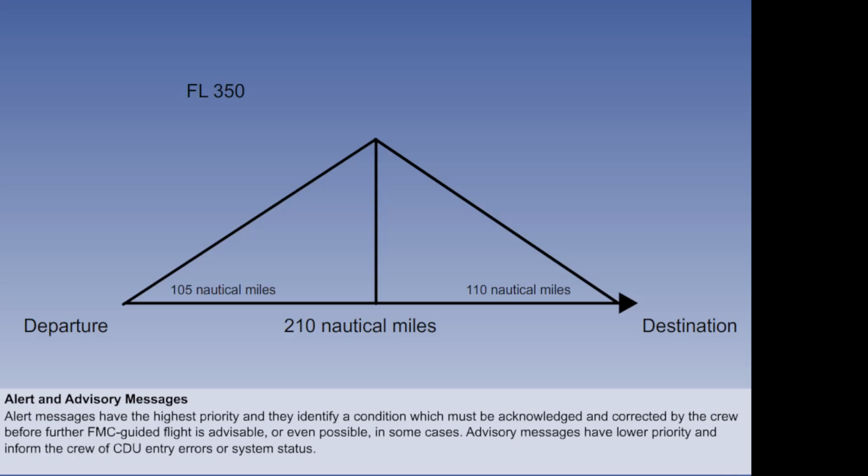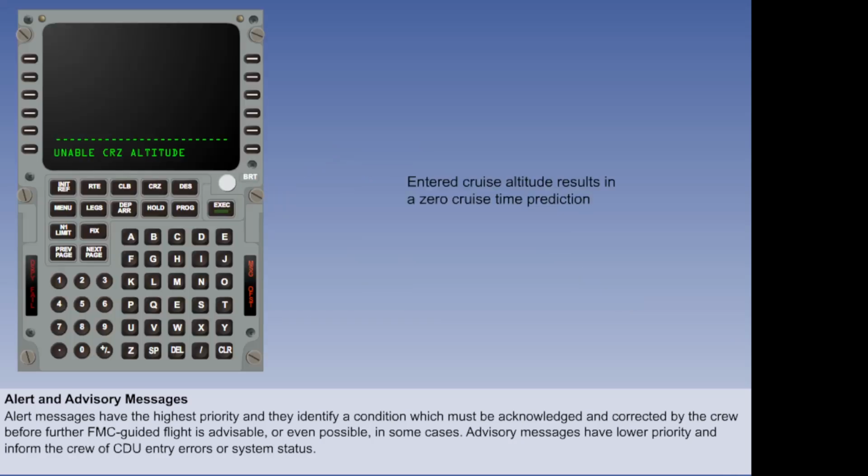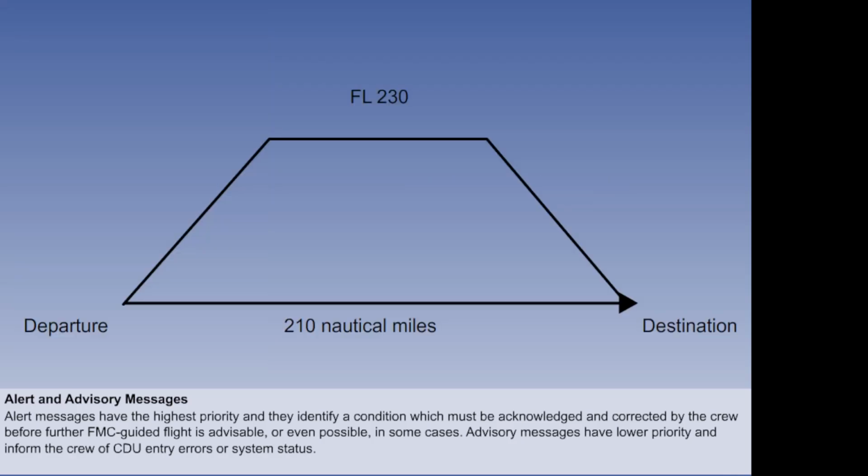It also calculates the descent distance, taking into account the same factors. Typically, this might be 110 miles. However, the computer works on a minimum acceptable cruise time of 1 minute, which is usually about 7 miles. This would give us a minimum trip distance of 222 miles. We would therefore get an Unable cruise altitude message. If we then select a lower altitude, it should work.